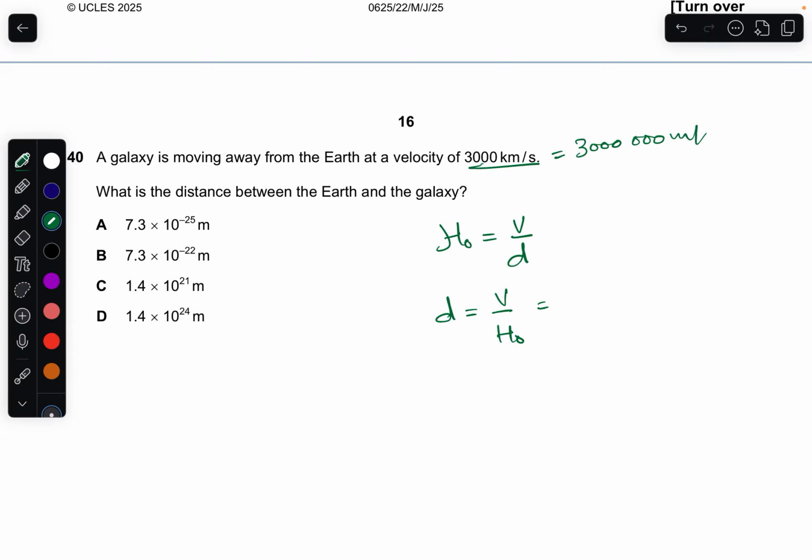meter per second. And the Hubble constant value you have to memorize. This is 2.2 × 10 raised to the power minus 18 per second. So 2.2 × 10 raised to the power minus 18. When you divide it, you will get the answer for d.